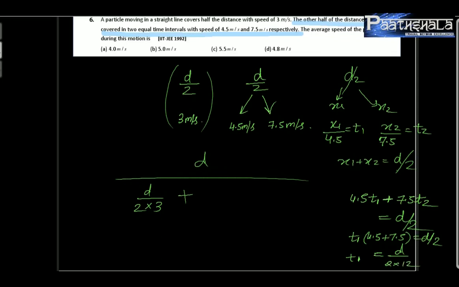And here we want T1 plus T2. So that is 2T1 we want, right? So 2T1 is equal to d by 12. Do you get it? So this is going to be average speed.